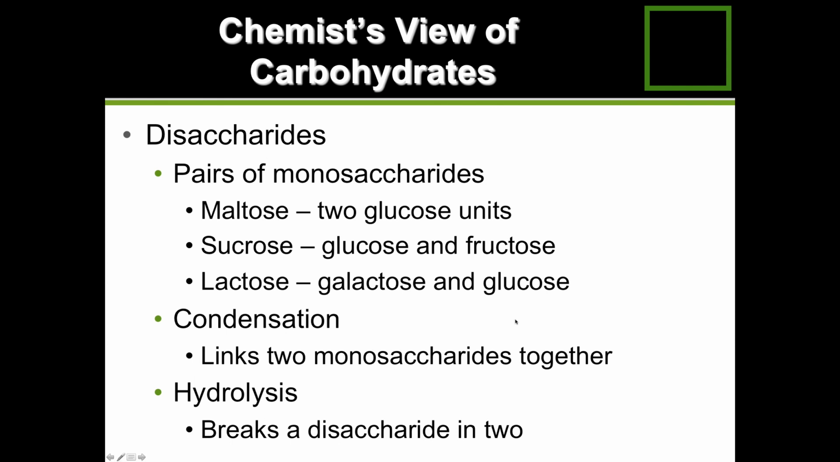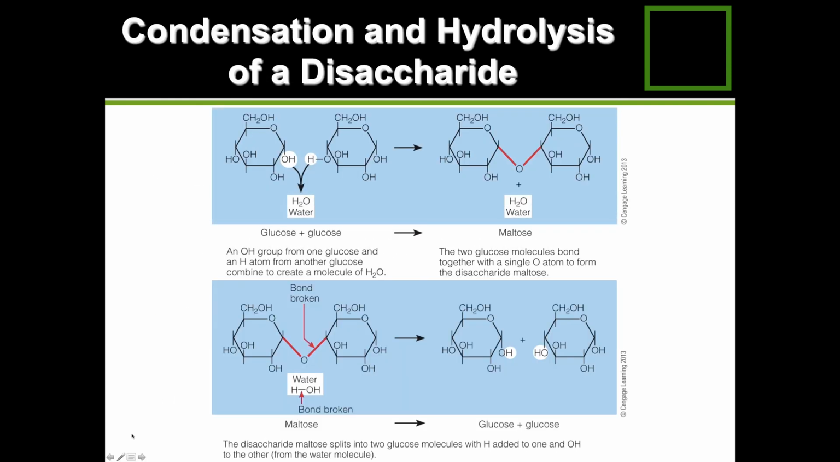All right, so now let's talk about your disaccharides. These are pairs of monosaccharides. So your maltose is 2 glucose units, your sucrose is glucose and fructose, and your lactose is galactose and glucose. So how do you make disaccharides and polysaccharides? Well, you want to link two monosaccharides together, and this is done through condensation. Because it's condensation, you're always going to have water as a byproduct. And then how do you break a disaccharide into two monosaccharides? Well, that's when you use hydrolysis. And from before, we know that hydro means water, lysis means to break. So you use water to break them apart. So let me show you what is going on here.